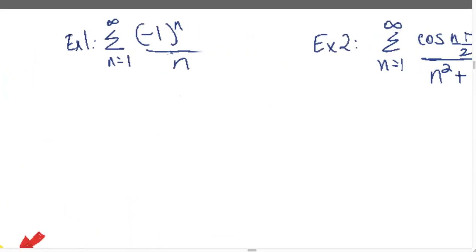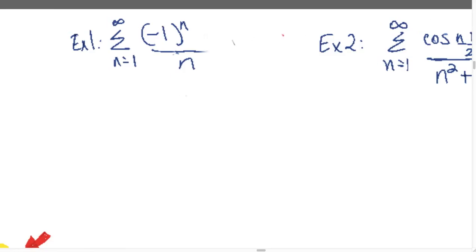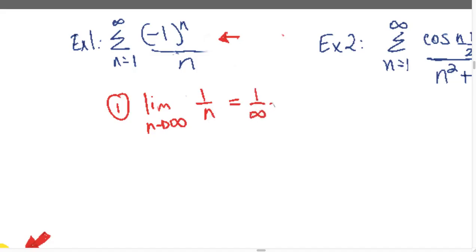The first one, the portion that makes it alternate is that negative 1 to the n in the numerator right here. So I'm going to drop it, and step 1 is taking the limit as n approaches infinity of 1 over n. And because it's bottom heavy, 1 over infinity is indeed 0. So we pass the first step to alternating series. Next thing is to look at a sub n of 1 over n.